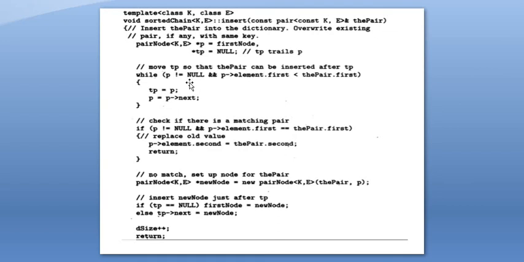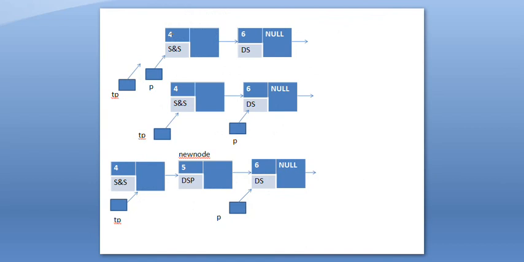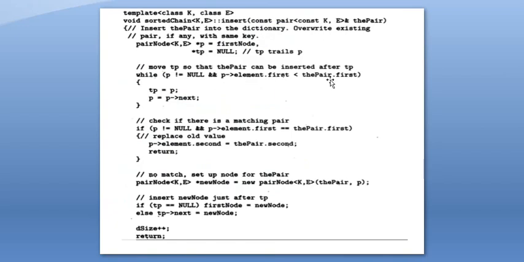You are in the first node, and it's definitely not null. P element dot first, check whether it is less than the pair's key. In the element dot first field you have the information 4, and the element which you want to insert has its key as 5. So definitely 4 is less than 5. The condition is true, so you are inside this loop. Whenever the element dot first is less than the key which you are going to insert, you have to traverse, which means update the link and move to the next link.